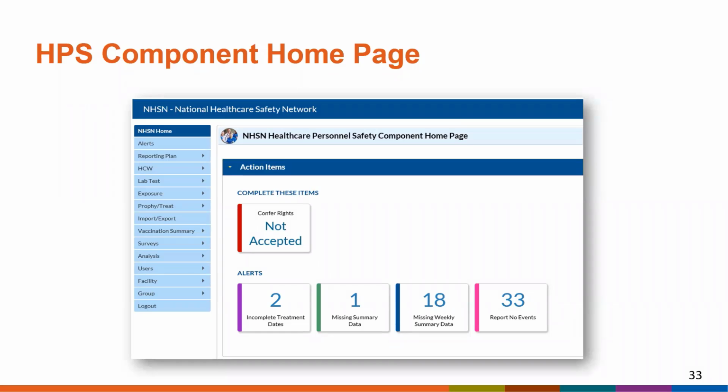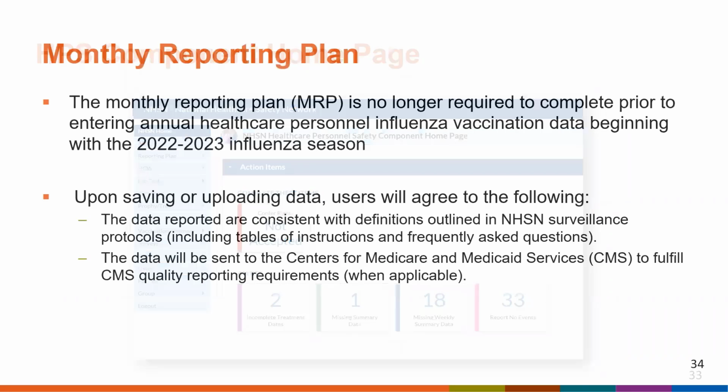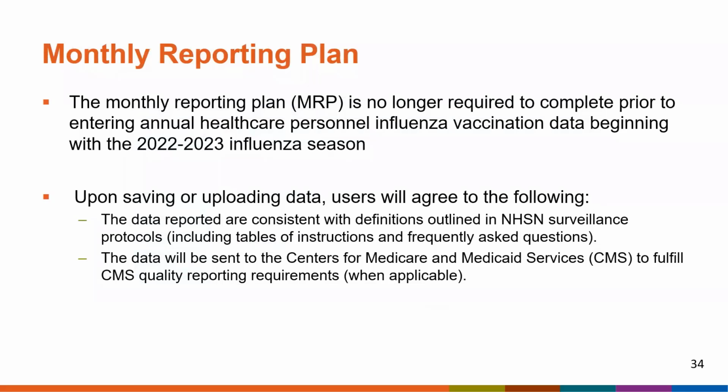This slide shows the healthcare personnel safety component homepage. You will see that there's a navigation bar on the left-hand side of the web page, which can be used to access different parts of the module. Please note that the monthly reporting plan will no longer be required to complete prior to reporting annual healthcare personnel influenza vaccination data beginning with the 2022-2023 influenza season.